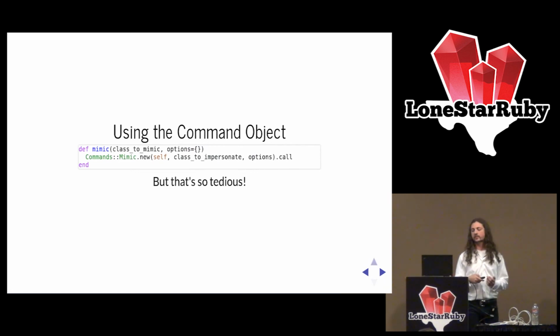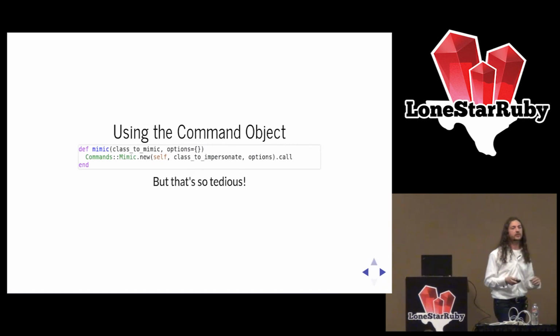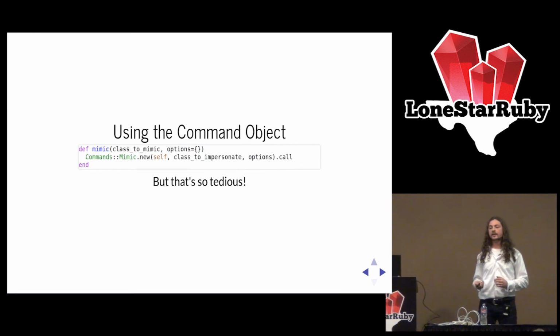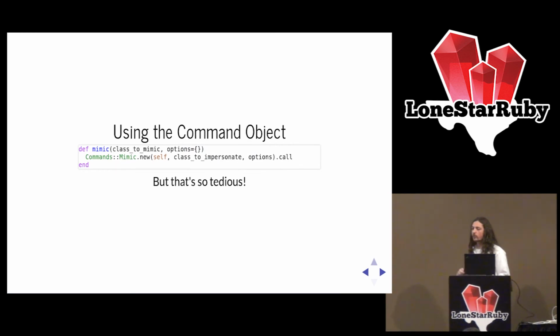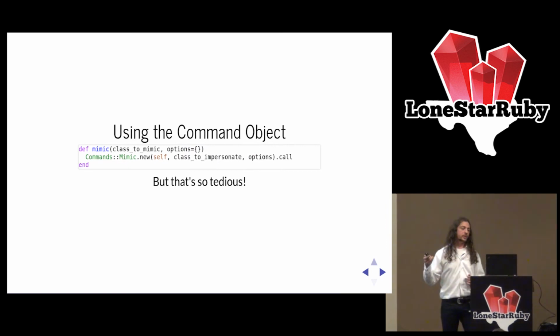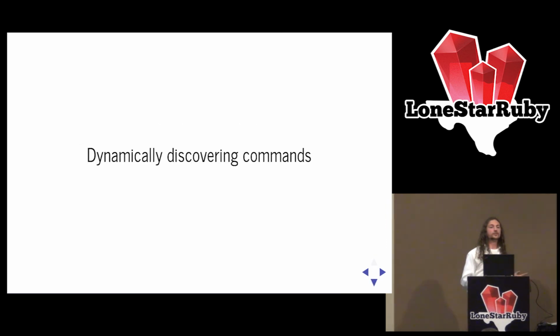And this is nice, but it's still a little tedious. I have to put one of these stubs in for every new feature that I add. And so I thought, well, you know, we're having fun with metaprogramming already. Wouldn't it be cool if we could just dynamically discover these commands?